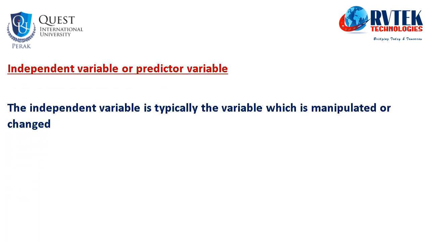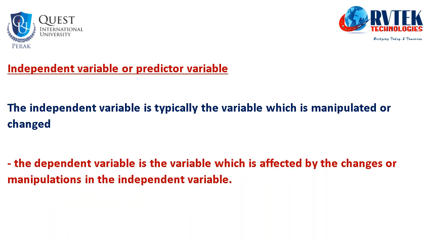What is independent variable then? Independent variable is otherwise known as predictor variable. Independent variable is typically the variable which is manipulated or changed. And the dependent variable is the variable which is affected by the manipulation or changes in the independent variable. Now we can see an example, then you will understand better.